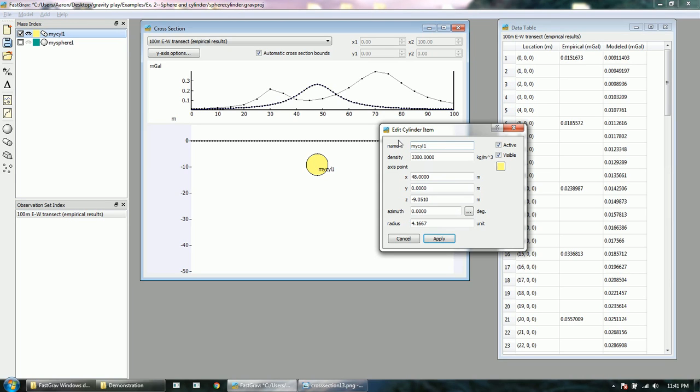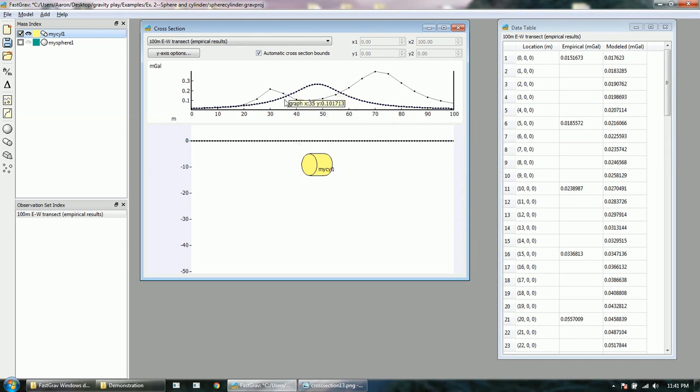So let me first just increase the azimuth to 45 degrees, and we'll see what that does. This should just broaden out the gravity anomaly curve a bit. Alright, so we saw that gravity anomaly curve broaden out, and that makes sense because now the cylinder is at a skew towards our transect, so its gravity anomaly is wider.